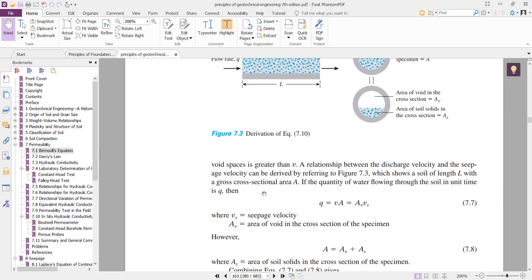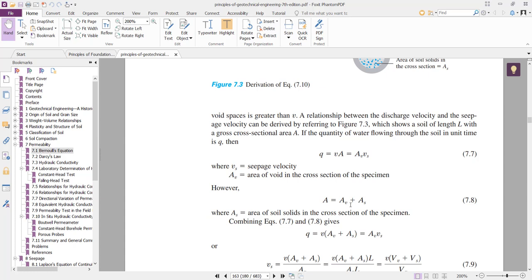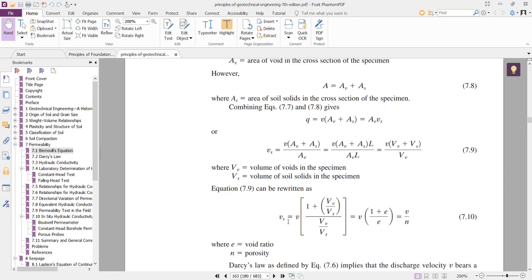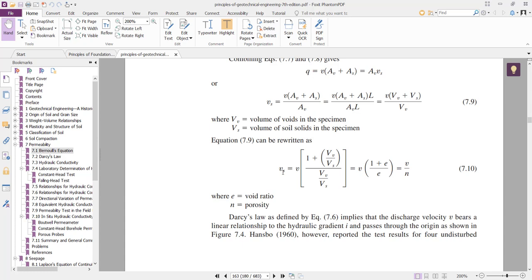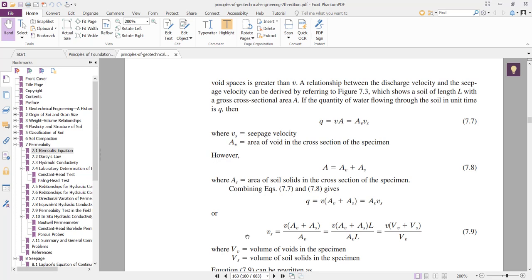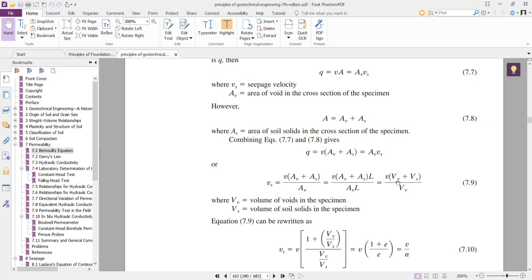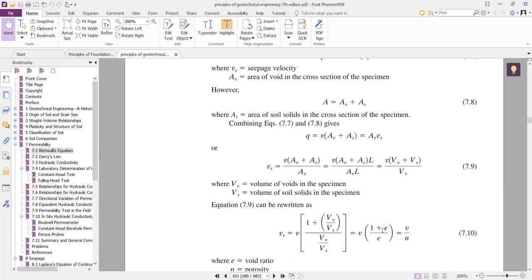So here we understand that the area is equal to area of voids plus area of solids, and through the continuity equation we end up with this equation, which relates to the discharge velocity. We can say that the velocity of the seepage in the soil is controlled by the volume of the void plus volume of solids over the volume of the void, times the speed of the flow or the discharge speed. So eventually it depends on 1 plus e over e, which at the end equals 1 over the porosity. And as I said, the speed of the flow inside the soil depends on the soil porosity.